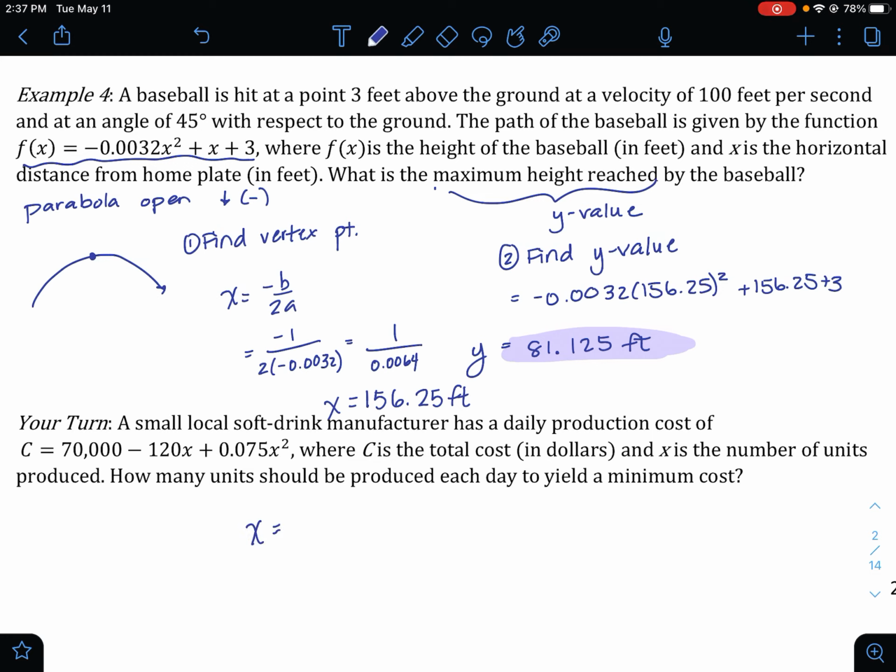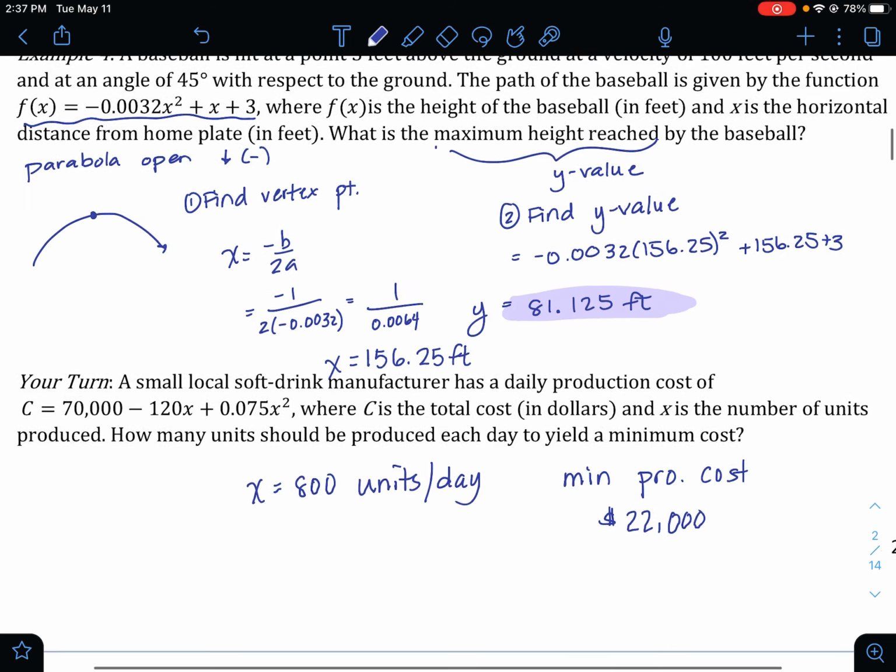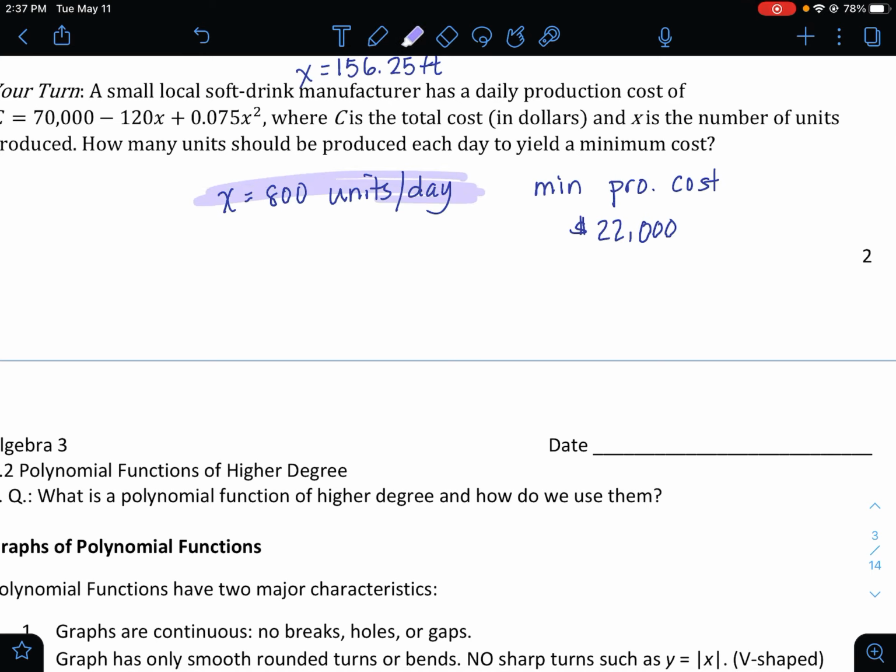So for the your turn, you can go ahead and pause it before I write this down, try it, see what you get. Be careful, you need to determine, do they want the x value or the y value? I'm going to give both, and then I'll tell you which one. So this one, it says how many units should be produced in a day to yield a minimum cost. So that means they want the x value, because the minimum cost would be the y value.